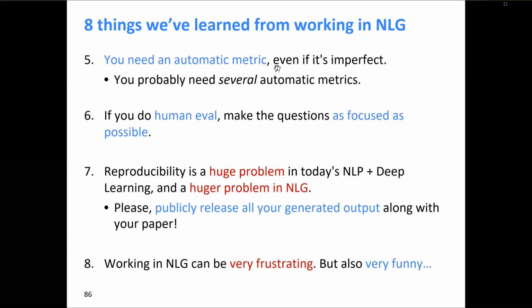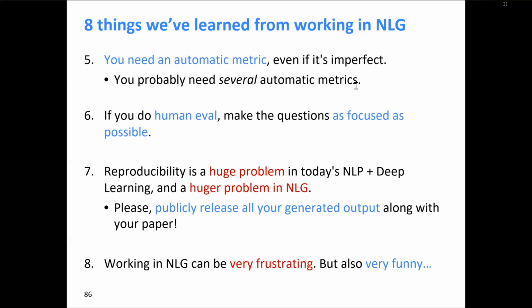So you need the automatic metric, even if it's imperfect. Right now we don't have an overall, general metric to measure the overall quality for the NLG task, but we can have several automatic metrics. Actually, several automatic metrics can easily help us diagnose the system to see which aspect is doing great and which aspect is doing badly. And then we can focus on one aspect to improve.